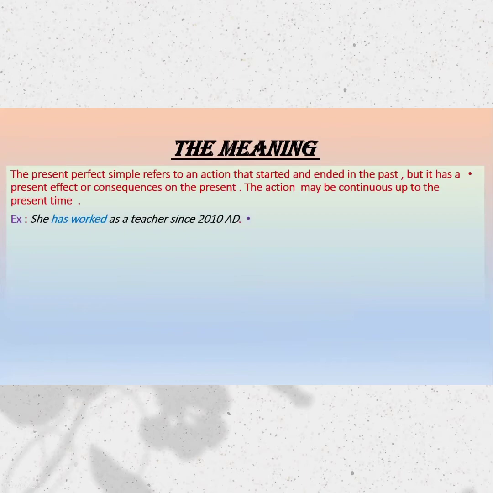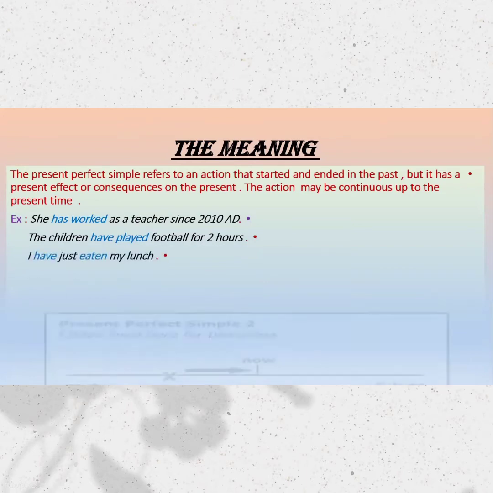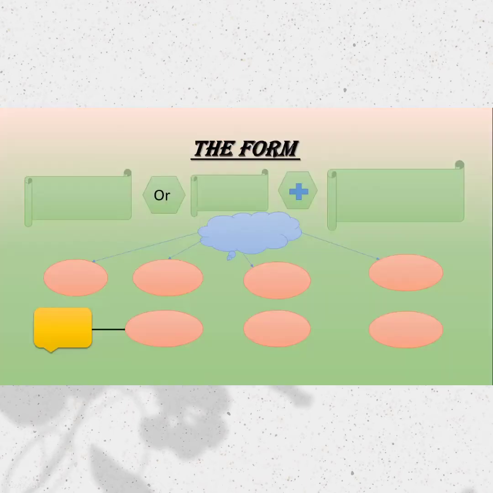I told you about the meaning of the present perfect simple, and I said mainly the present perfect simple refers to an action that started in the past but still has an effect in the present. The verb may go on till the present time. And then I gave you some idea about the form, and I said the form of the present perfect simple is to use the verb to have in the present simple form, have or has, as an auxiliary verb, plus the past participle form of the verb.